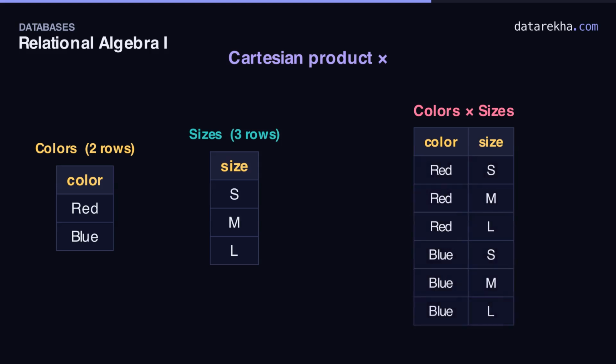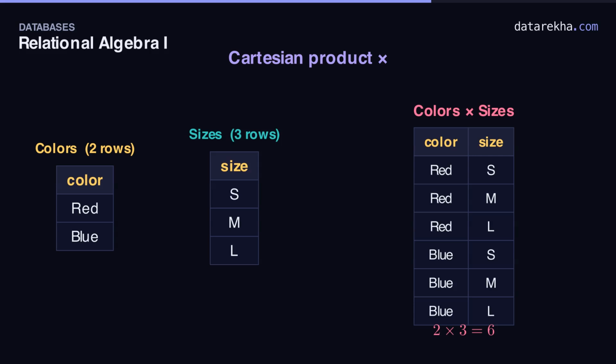Red with small, red with medium, red with large. Then blue with small, blue with medium, blue with large. The result has both columns, color and size, and every combination shows up exactly once. Count them. 6 rows. 2 colors times 3 sizes is 6.